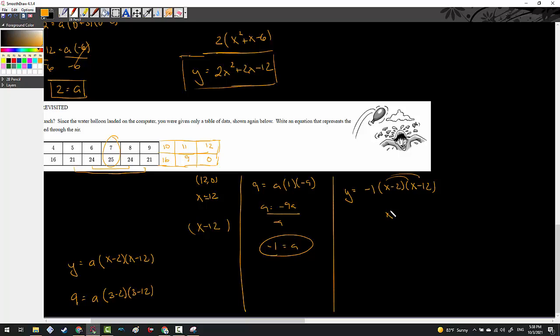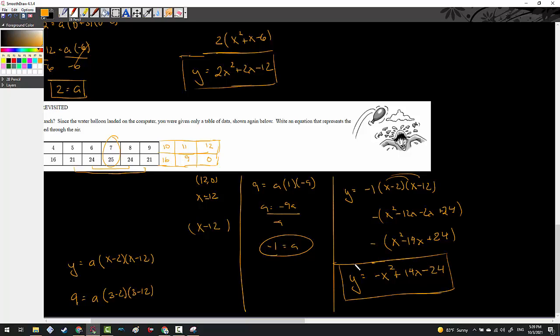Let's go and multiply that out. x squared minus 12x minus 2x plus 24. Don't forget that it's being negatived. And so x squared minus 14x plus, did I say 14 right there? I meant 24. 24. And that whole thing is being negative. So you could either leave it like that or you could distribute the negative. It's entirely up to you. I will choose to distribute the negative this time. And I end up with negative x squared plus 14x minus 24 as the final quadratic that describes Impeccable's balloon toss. So there you have it.